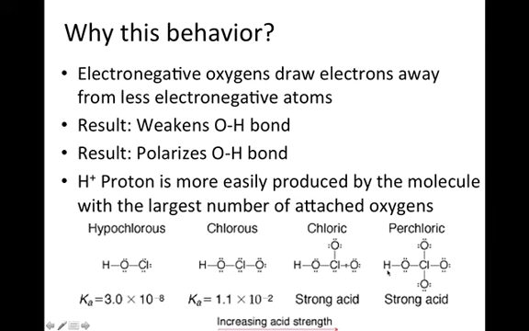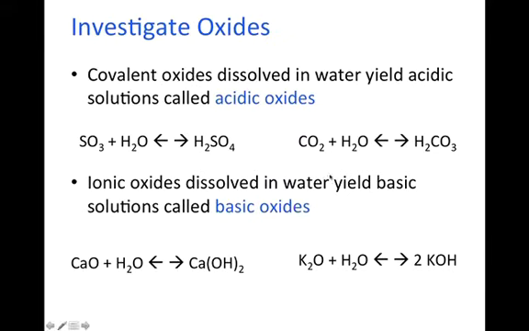Okay? All right. So we've looked at the strength of the bond. We looked at oxyacids. We looked at polarity. All right. Let's look at one more. Covalent oxides. So we're going to look at covalent oxides that, when dissolved in water, will yield acidic solutions called acidic oxides. Lots of examples of these that you already know. Sulfur trioxide, for example. This is a covalent oxide.